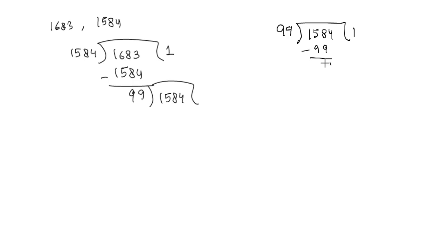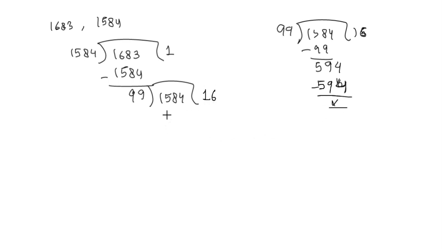So 594 5 times, I hope it will be very big. Let us check. 6 times, will it work? So we will get 4 here. Okay, it will completely divide it 16 times. So we will get 1584. And thus our HCF is 99.